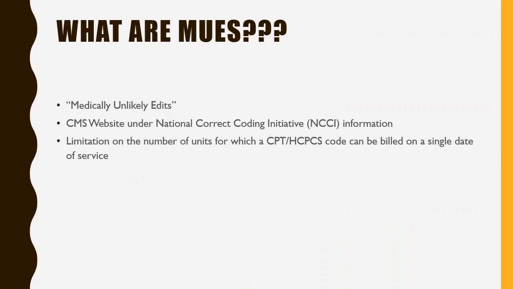MUE means medically unlikely edit. Basically, you're being told that it's unlikely you would perform more than a certain number of the same service or CPT code on a given date. So you're not getting paid for more than the limit. You can find all the information about MUEs on the CMS website under the NCCI information. Just follow the links we've provided in the comments.